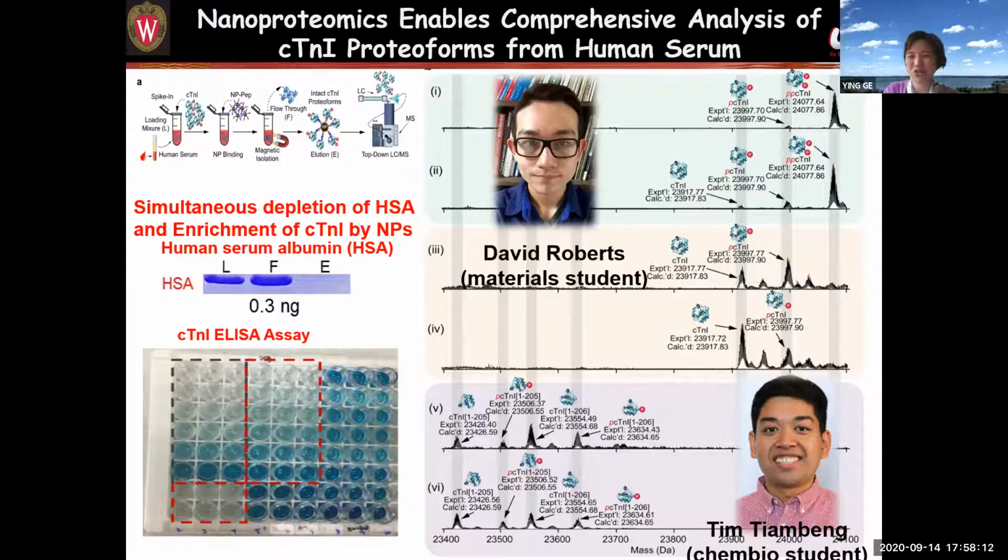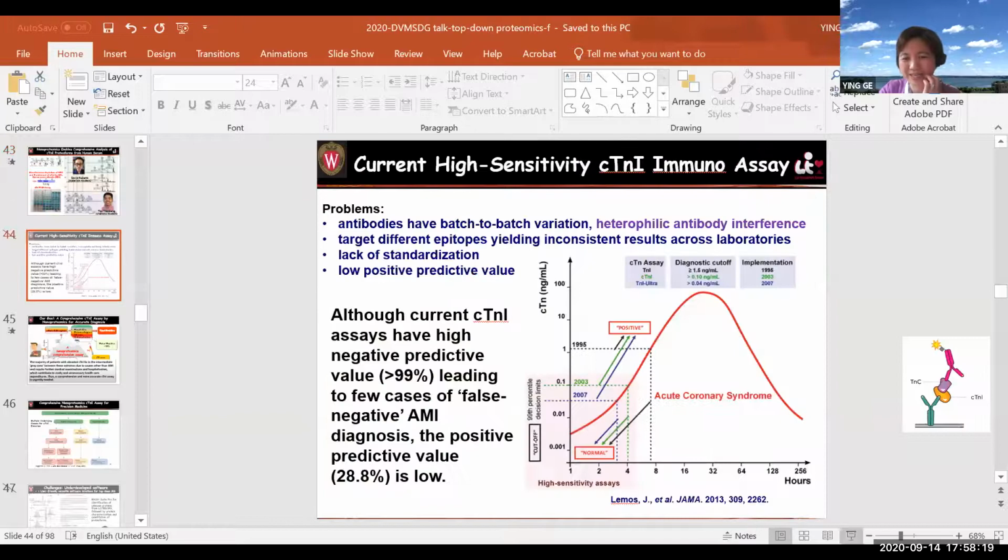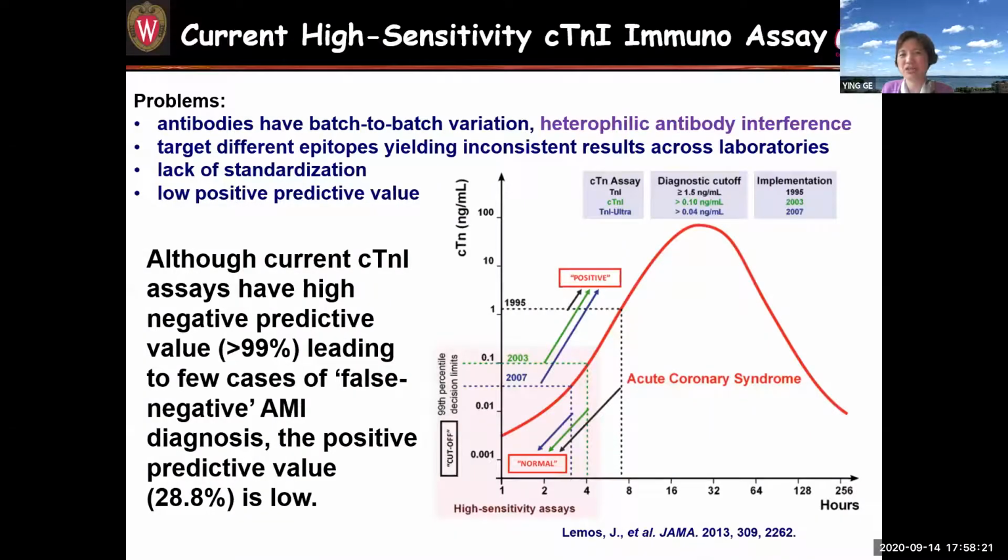But actually we show that for the ELISA assay, those antibodies have lots of problems because they have batch to batch variation, hydrophilic antibody interference, et cetera, right? And there's a lack of standardization. So I'm talking to several pharma companies right now, and they say they need a better, comprehensive, accurate assay so that they don't trash their drugs so quickly, right? So this is another really important usage.